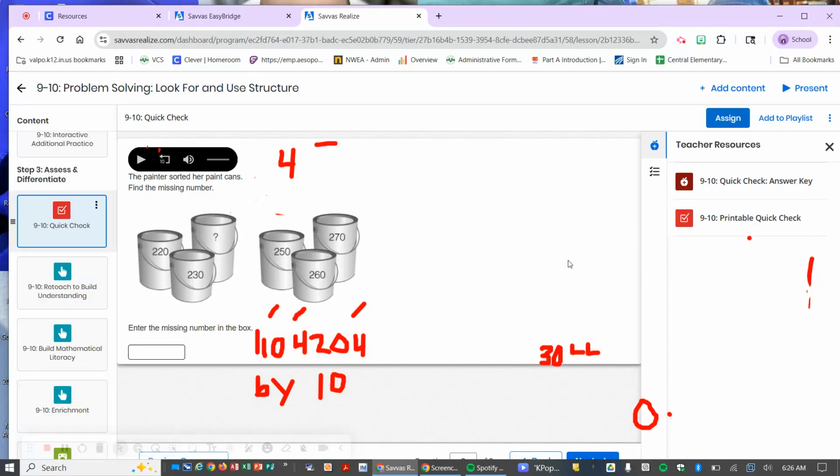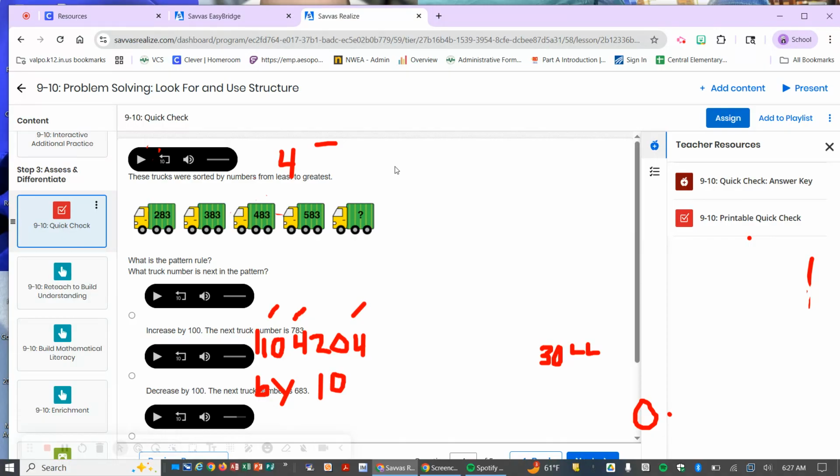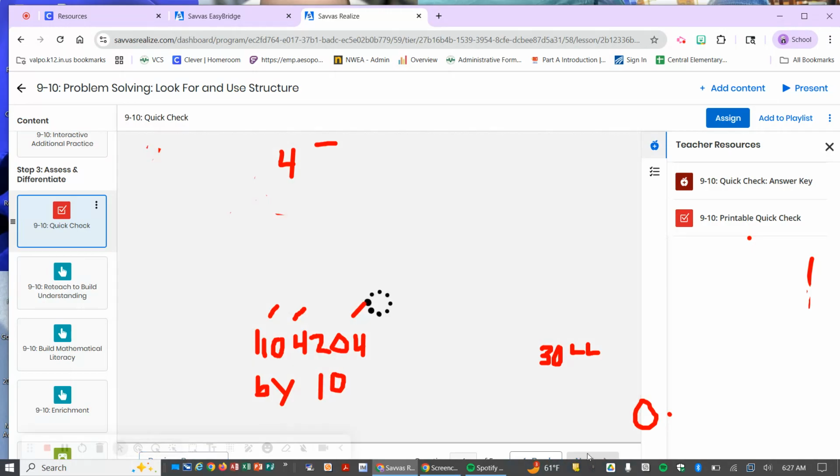Okay, number 3. The painter sorted her cans, find the missing number. 220, 230, 250, 260, 270. Put your answer in the box. The trucks were sorted by numbers from least to greatest. What is the pattern rule and what number is next? 283, 383, 483, 583, 600. Oops, sorry. Well, a little bit of a spoiler. Pick the best right answer, please.